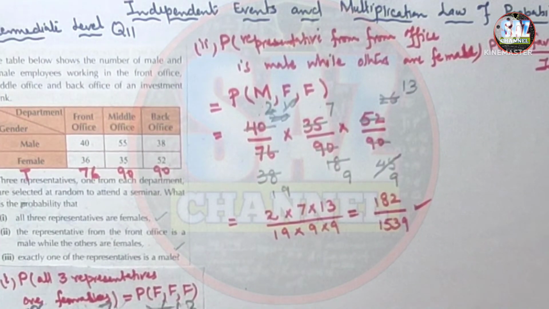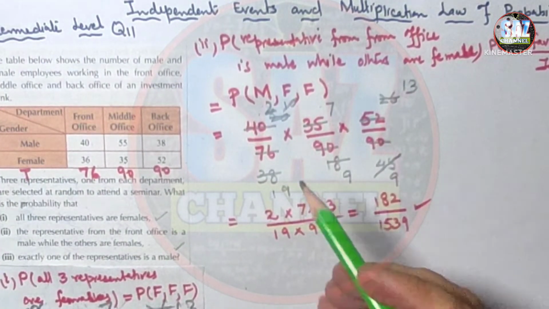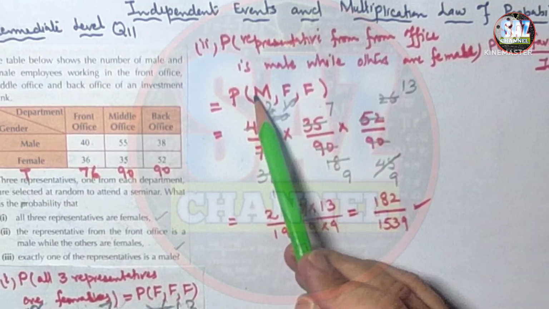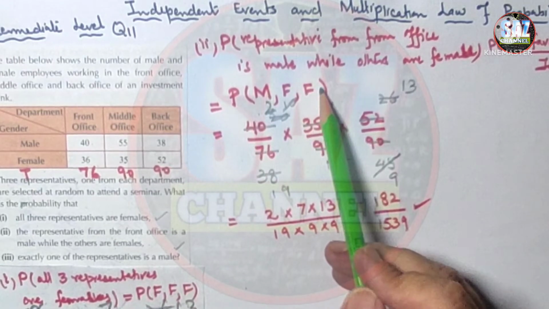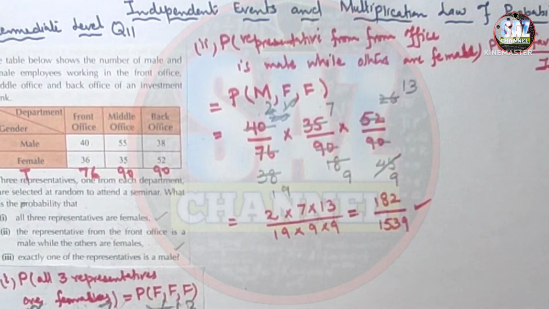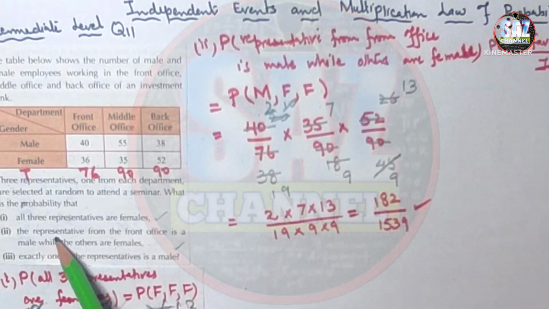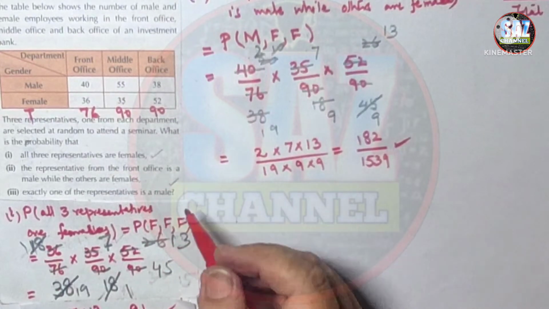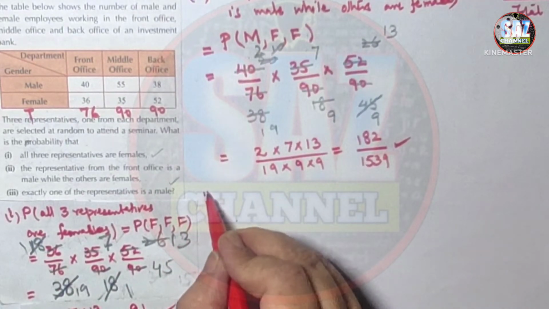The condition imposed here was that we have to select the male from the front office and the females from the other two offices. And the last part is that exactly one of the representatives is a male.